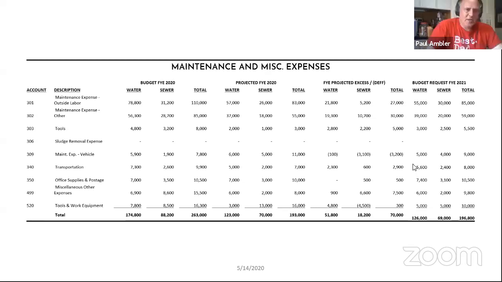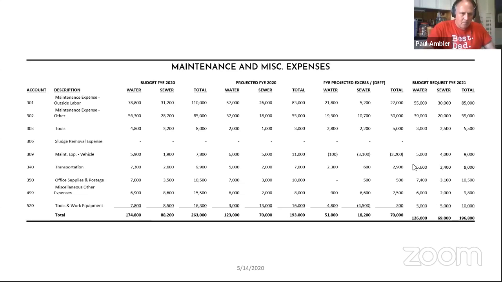What's the difference between that tools line and the 520 tools? The 520 is for heavy equipment, specialized equipment, for example a sewer camera or a welder, whereas the tools in the 303 account are more like hand tools: shovel, drill, socket, wrench, things of that nature. So it's like a small expense, large expense. Okay, that's fine.